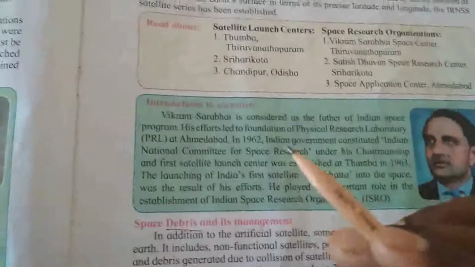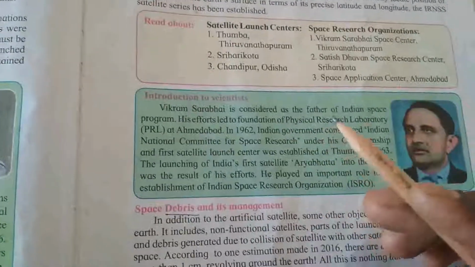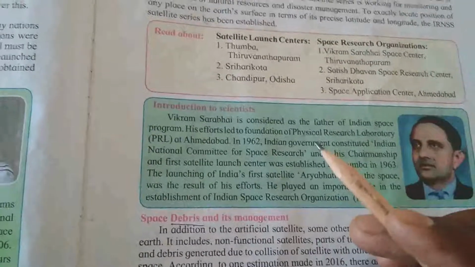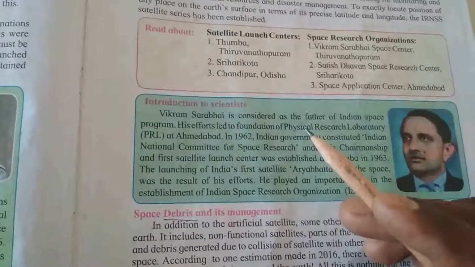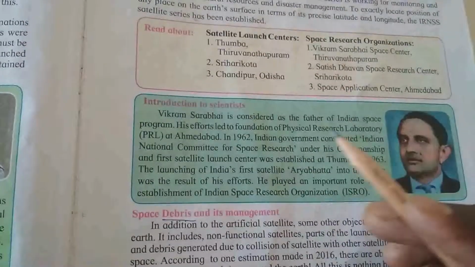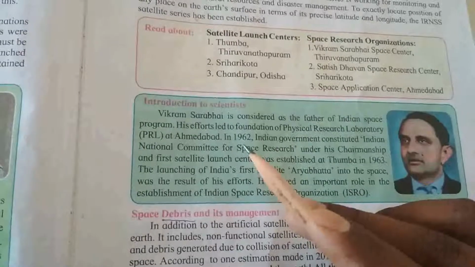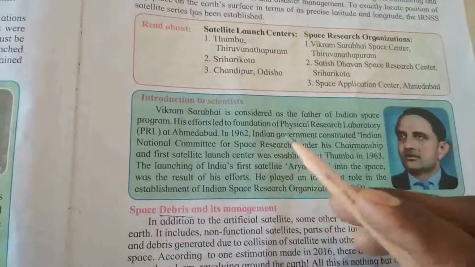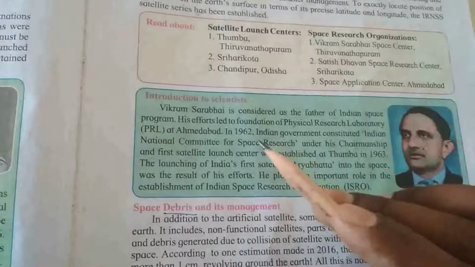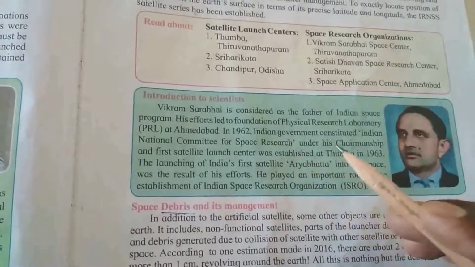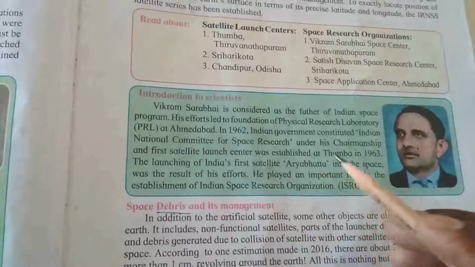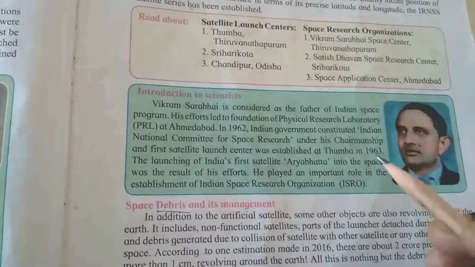Introduction to the scientist. Vikram Sarabhai is considered the father of the Indian space program. His efforts led to the foundation of the Physical Research Laboratory, PRL, at Ahmedabad in 1962. The Indian government constituted the Indian National Committee for Space Research under his chairmanship. And the first satellite launch center was established at Thumba in 1963.